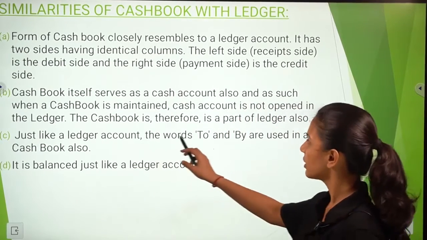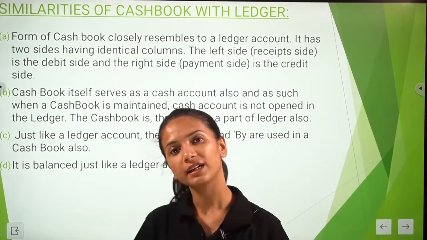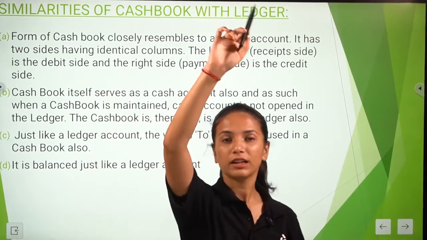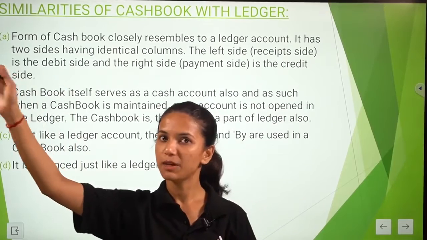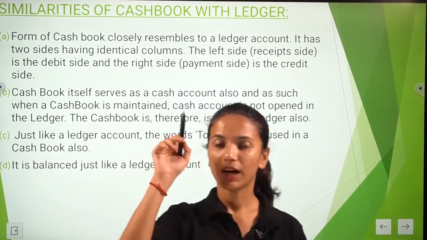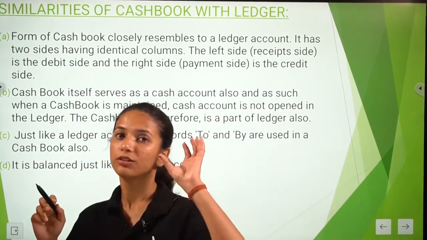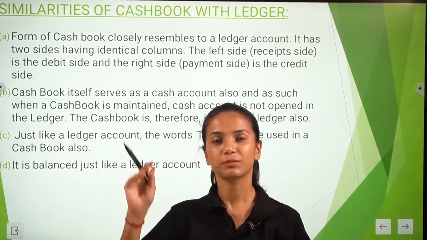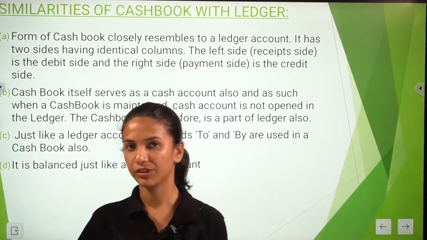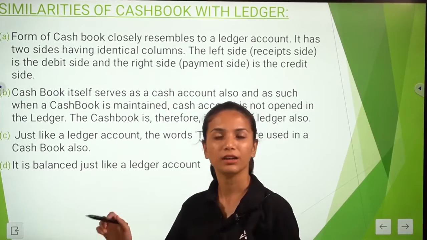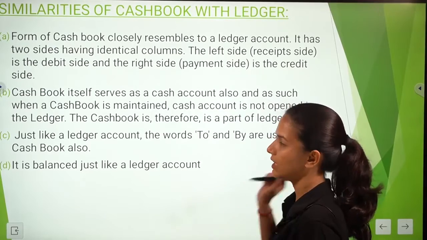Next, just like a ledger account, the words to and by are used in a cash book also. So, like in the ledger, on the debit side you write to balance BD, and on the credit side you write by balance BD. Right? You add these words to and by. Similarly, in a cash book also, you can't write directly the name of the expense or payment or receipt. You have to write to or by. If it is the debit side, you have to write to, and if it is the credit side, you have to write by.